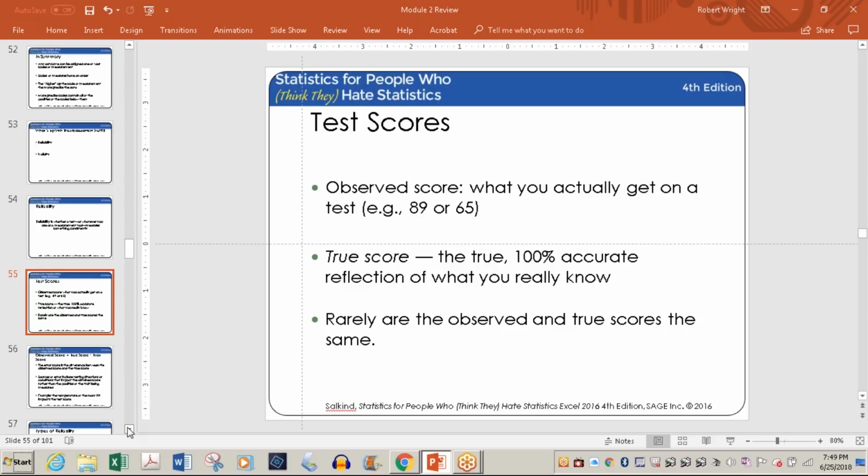Okay, here you can deal with observed test scores. Now the thing about reliability is that sometimes absolute reliability is kind of hard to get, because they have a thing called the true score, and that's a 100% accurate reflection of what you really need to know. And rarely are the observed and true scores the same.